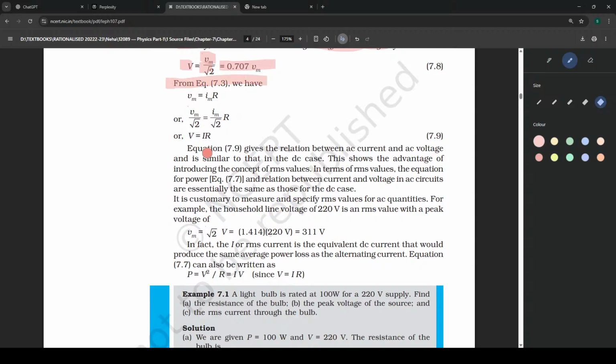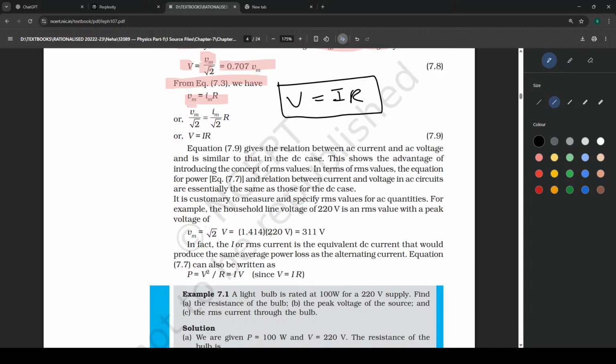From 7.3 we get that Vm is equal to ImR. Using Ohm's law, basically we define that for peak values, where R is a constant, Vm is equal to ImR, and dividing them by root 2, we can get V equal to IR, where these are RMS values, and actually this is the DC value, so this is also already proved using Ohm's law. Nothing new, just a repeat, but just a new term that is called RMS.